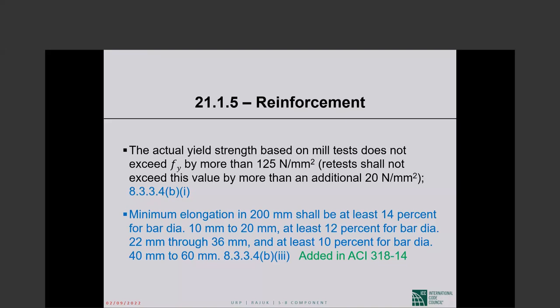On retesting, you can go another 20 Newton per square millimeter, but then 145 is the limit. You cannot go beyond that. This is an extremely important requirement or limitation, because in seismic design, I will say this now, I may say it many more times later today or in the future: in seismic design, more is not always better. Quite often, it is not.